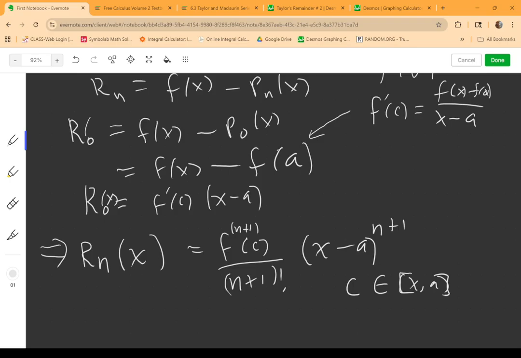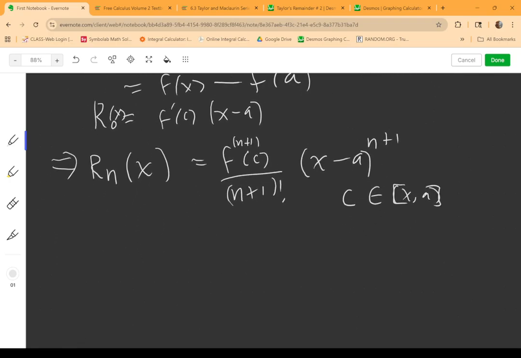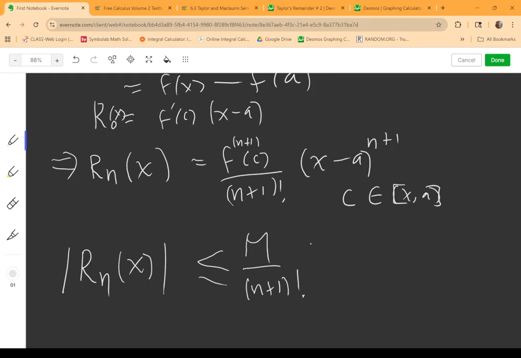Since this value c is some finite value, we want a way to bound the remainder. In other words, we want an upper bound for the error, telling us that the error can be at most this much. So we'll use M over n plus 1 factorial times the absolute value of x minus a. We're looking for the absolute error; I don't really care whether it's above or below.